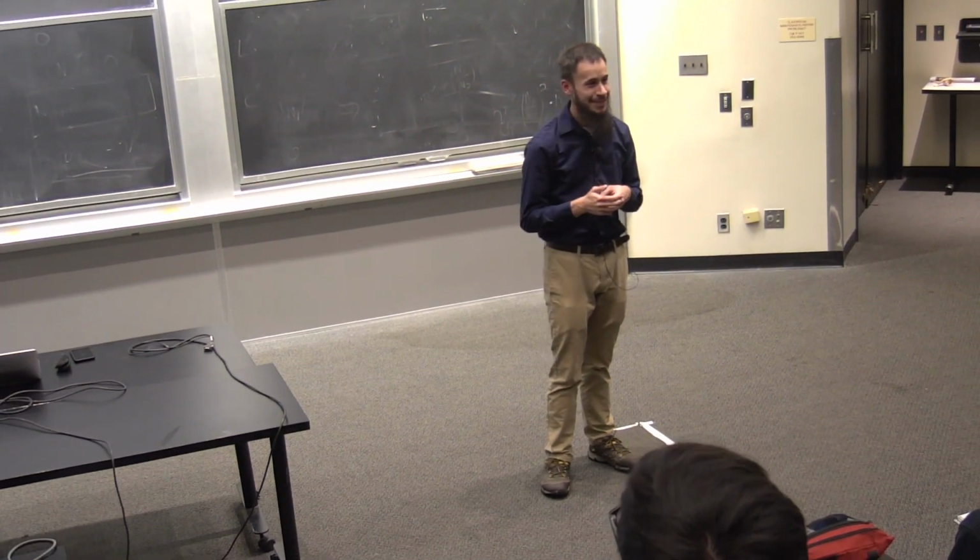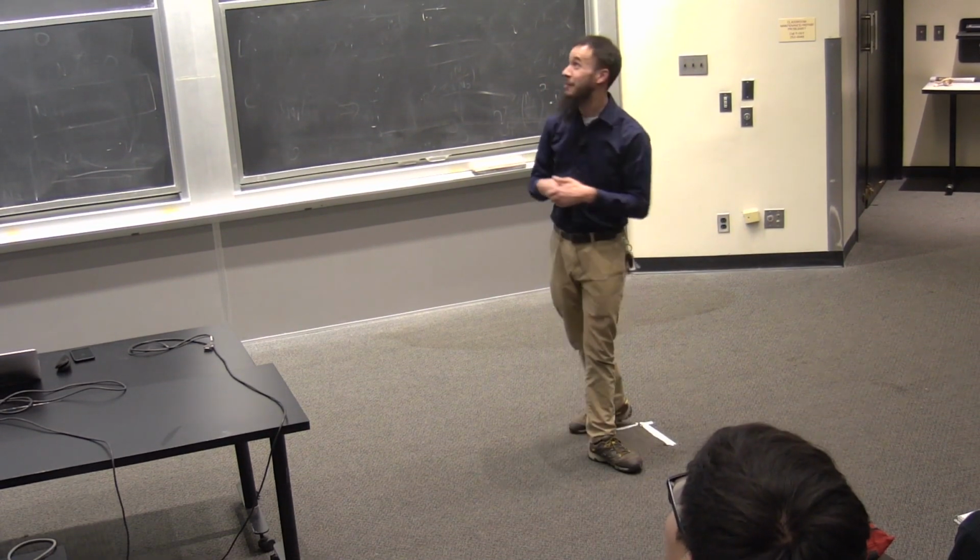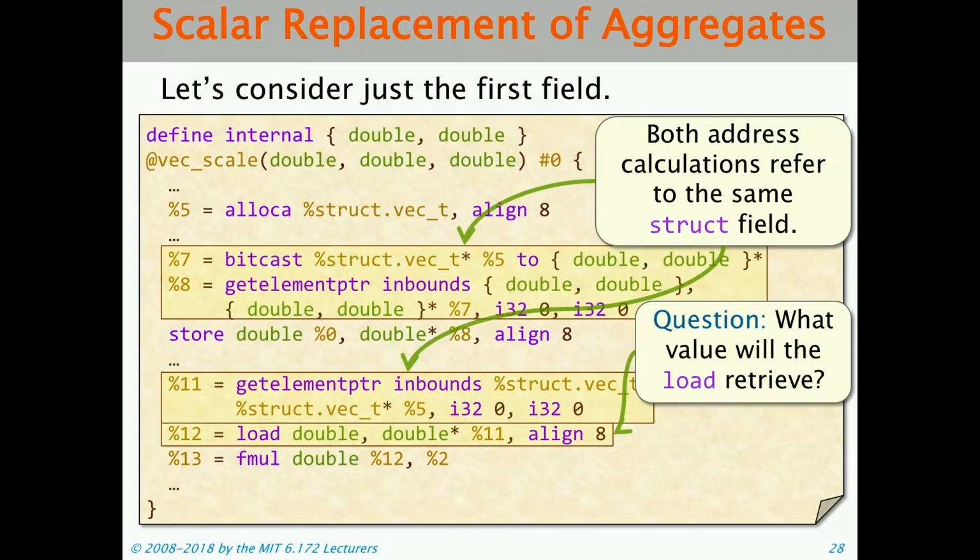Correct. So what are we multiplying at that multiply? Which value? First element of the struct. It's %0. It's the value that we stored right there. That makes sense? Everyone see that? Any questions about that?